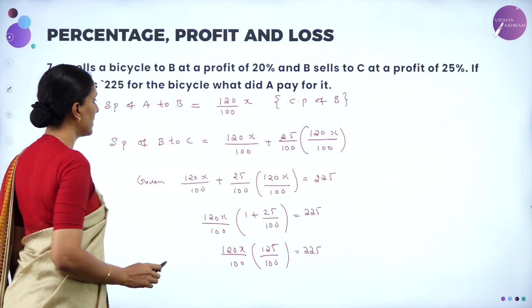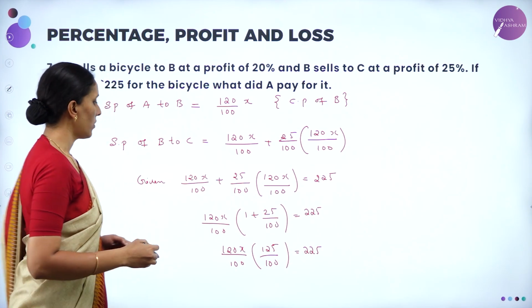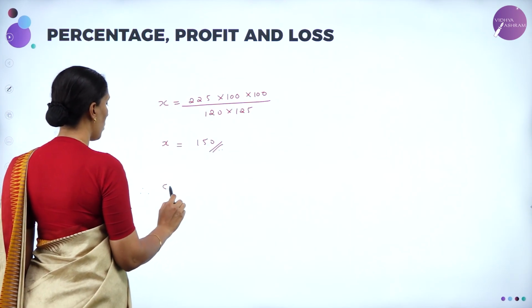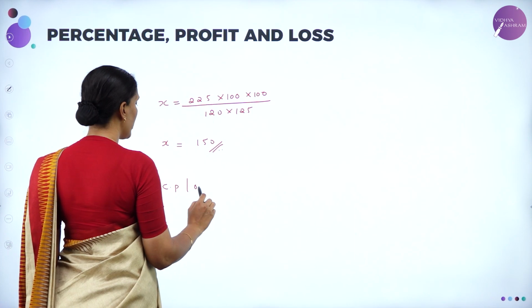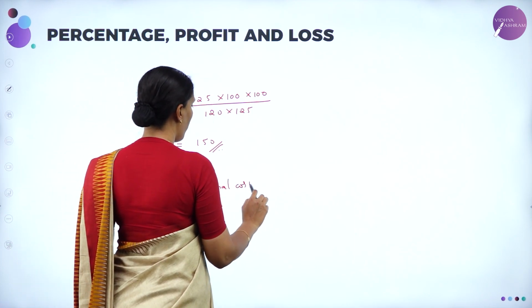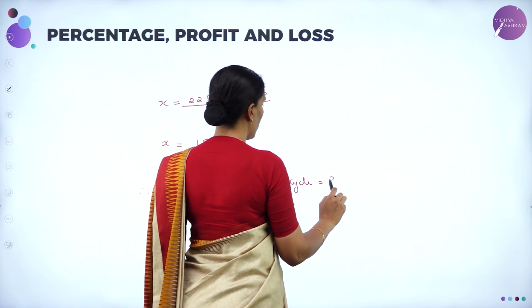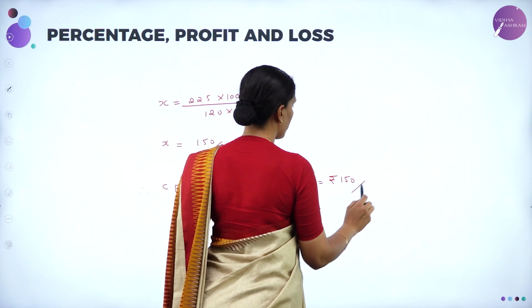So what is this x? It is the cost price of the bicycle. So therefore, we'll conclude the cost price or original price or original cost of the bicycle is equal to rupees 150.